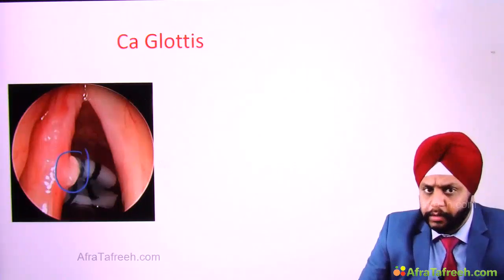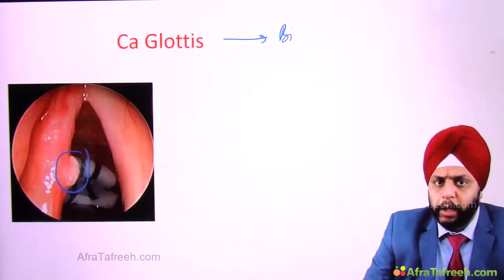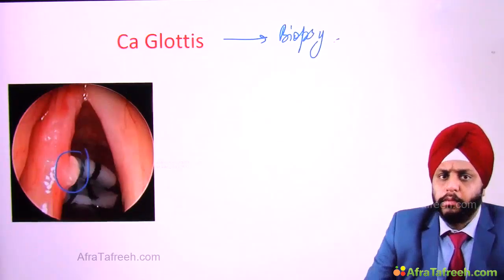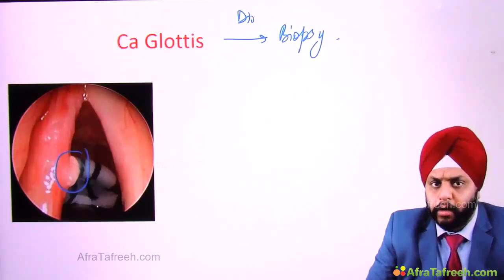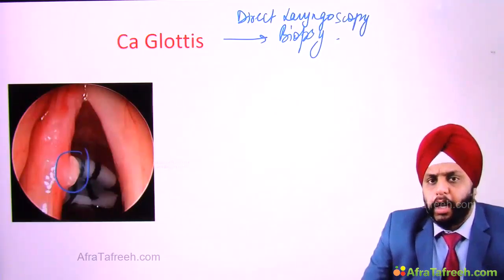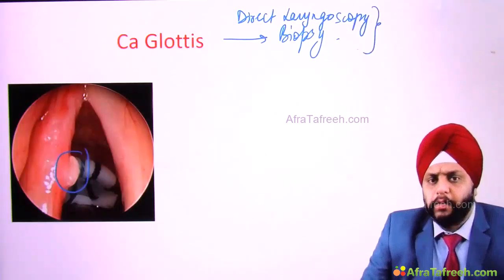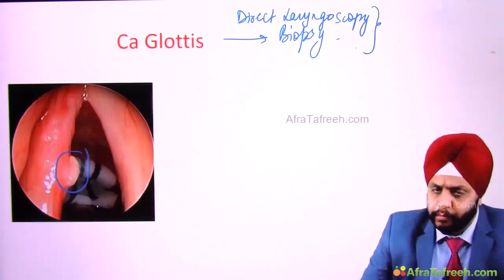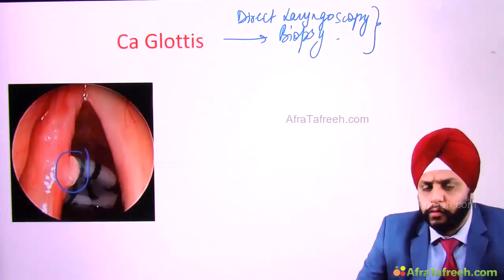How will we confirm it? We can do a biopsy. Right, so we do a biopsy. Which biopsy will you do? To do a biopsy, you have to do direct laryngoscopy. Right? To do a biopsy, to do direct laryngoscopy. And direct laryngoscopic biopsy will confirm your diagnosis of malignancy, that it is a carcinoma. Right?